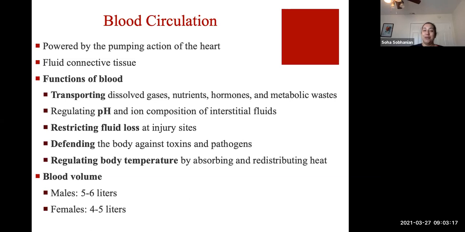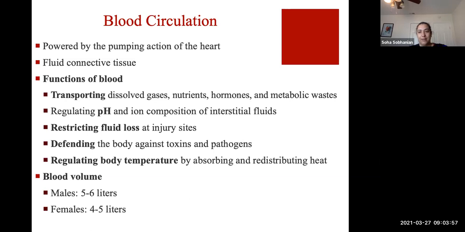It also restricts your fluid loss at the site of injury. So preventing fluid loss at the injury site has to do with your platelets. That's something else you guys already learned about. Platelets are the component that helps you form your blood clots, right? So if you make a cut, that initial response that prevents losing your blood is done by your platelets.